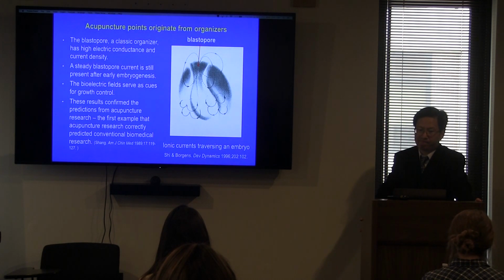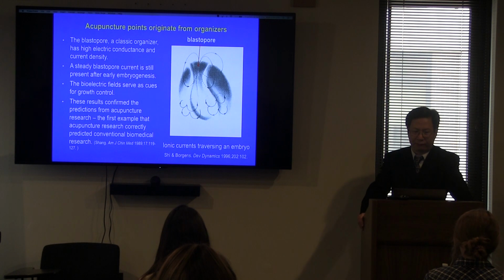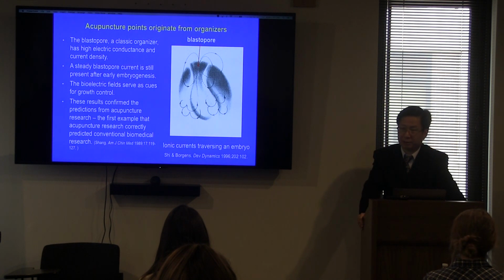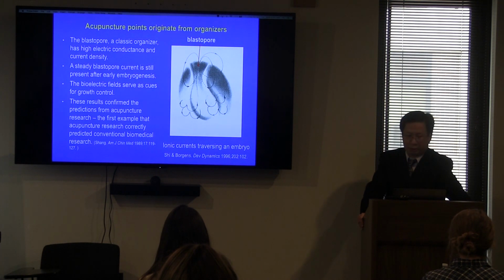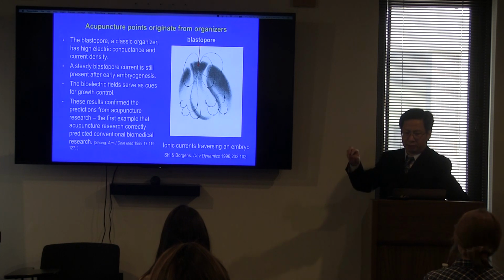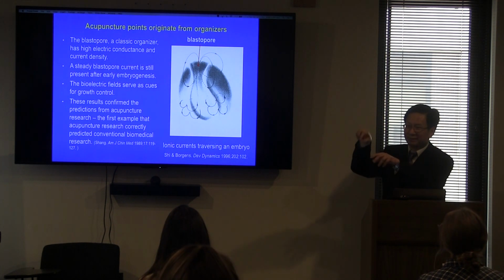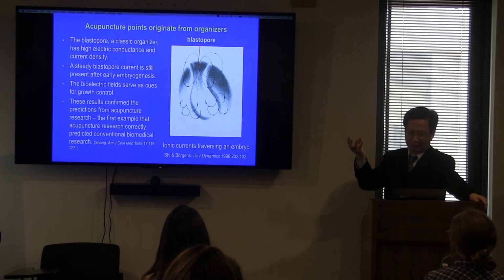So here is a picture of a classic organizer called the blastopore, or the base of the blastopore, that was first studied by a biologist called Hans Spemann, and he actually got the first Nobel Prize in developmental biology in 1935 for this. What he did is that he transplanted the tip, where the red arrow is, from one amphibian embryo to another, and the blastopore tip can induce another embryo, almost like a joint twin. If you transplant that in another embryo, it induces a joint-twin kind of abnormality, a new part of the embryo after the transplant.